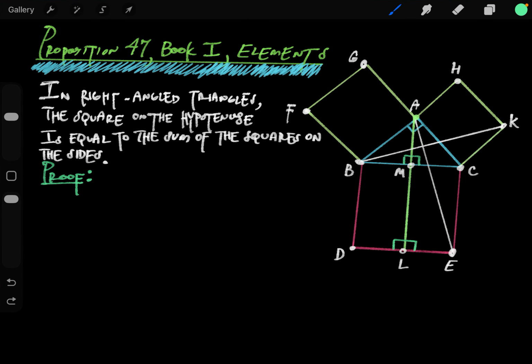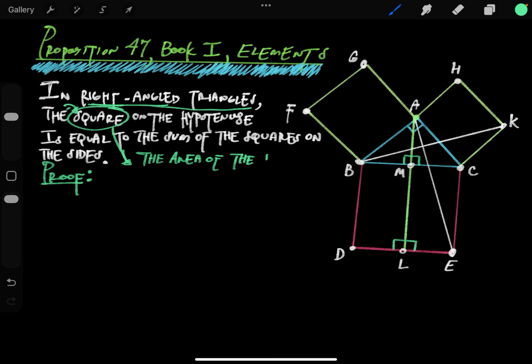Okay, so what we're gonna do is prove Proposition 47, Book 1 of Euclid's Elements. It says, in right-angled triangles, so this is any right triangle, the square on the hypotenuse, and what he means is the area of the square. You might want to add some detail because he just says the square, but he's referring to the area of the square on the hypotenuse. And the hypotenuse is the side of the triangle opposite the right angle.